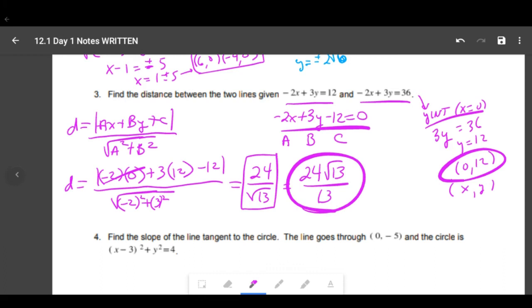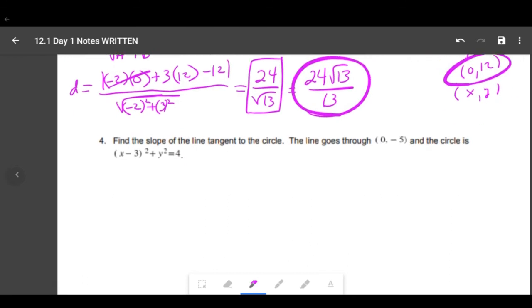So that would be the distance. Hopefully you recognize these two lines would be parallel to each other, based on if you solve for y and tried to graph the two lines. And since they're parallel to each other, you would end up getting the distance between them no matter where you're at, because they're parallel. The distance between them is always going to be 24 radical 13 over 13. Okay? All right. One last one.